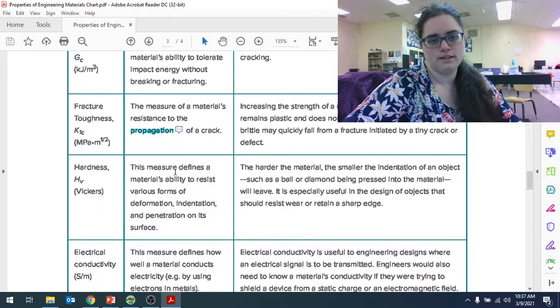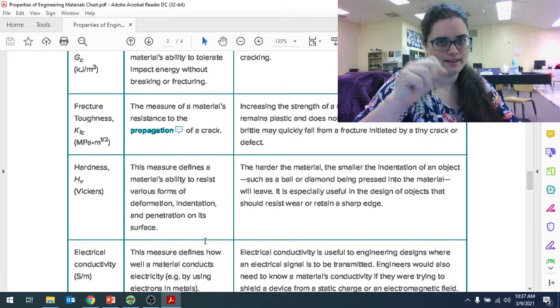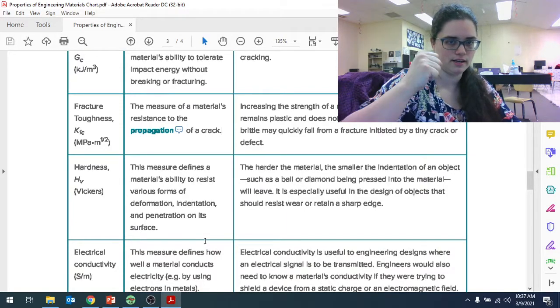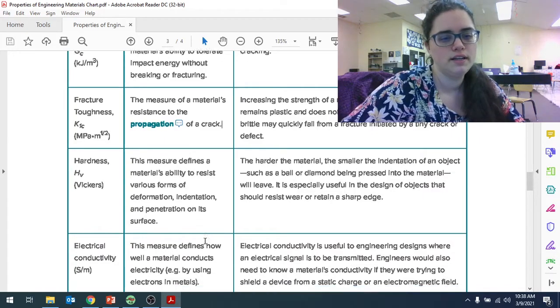Hardness, that's like, does it resist deformation on the surface level? Like, can I scratch at it? Can I knock into it without smushing it in a little bit or peeling parts of it off?